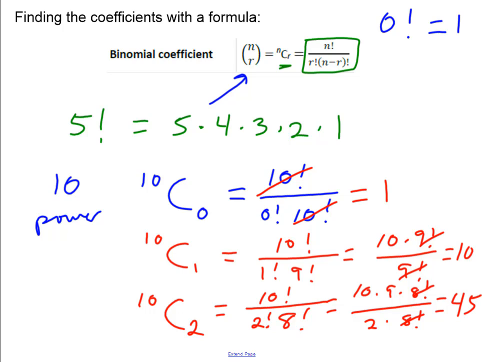So that would be the coefficient of the next term. So as long as I understand that the first term is always the 0th term, I can just use this formula to find the coefficient of any term that I might need.